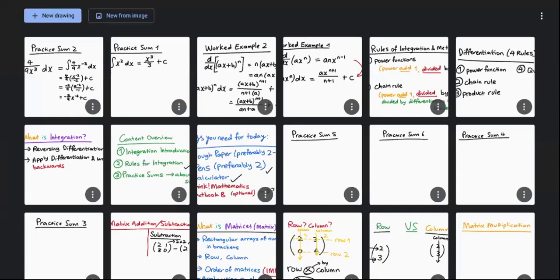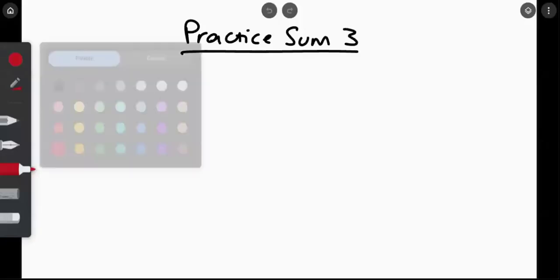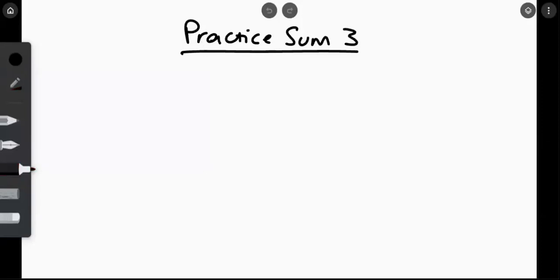Practice sum number 3. From practice sum number 3, I'm only giving 30 seconds for this question. Okay, 30 seconds for this question. Alright, and your time begins now.